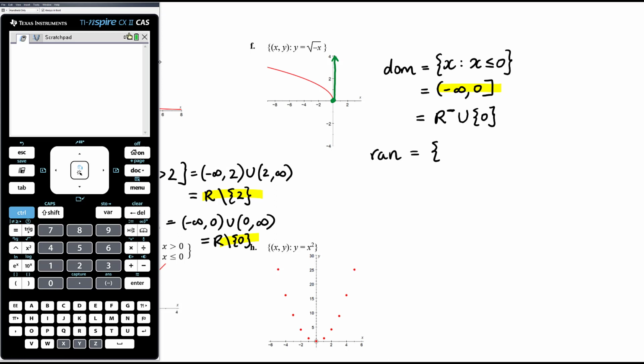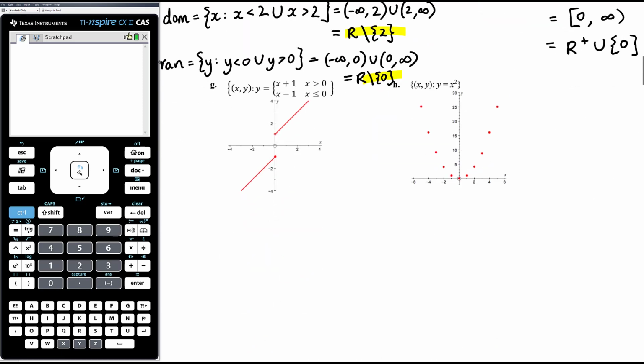So our range is either the set of y values where y is bigger than or equal to 0, or it is the interval from 0 including 0 up to infinity, or it is R plus, the positive real numbers, union 0. Again, if you want to add R minus or R plus to something, it has to be added to a set, okay? You can't have the union of a set and a number, you have to have the union of two sets.